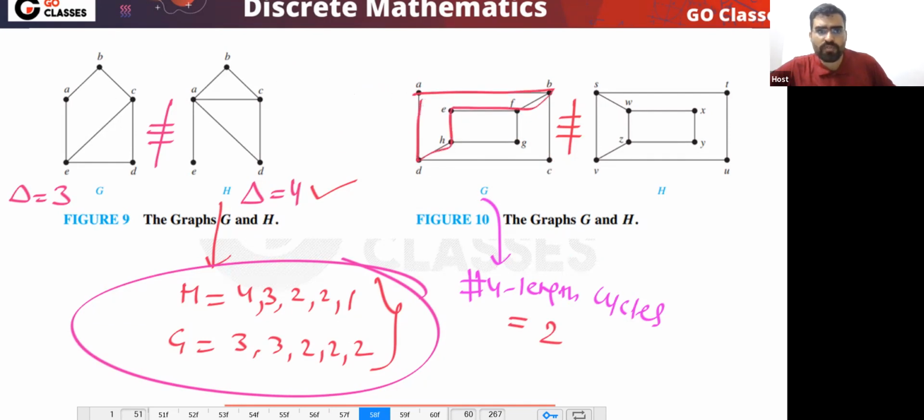These are actually not 4 vertices. So you should have 4 vertices. Can you create any other 4 length cycle? So in H, how many 4 length cycles do you have?